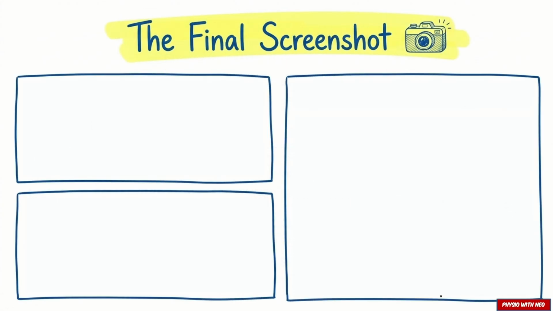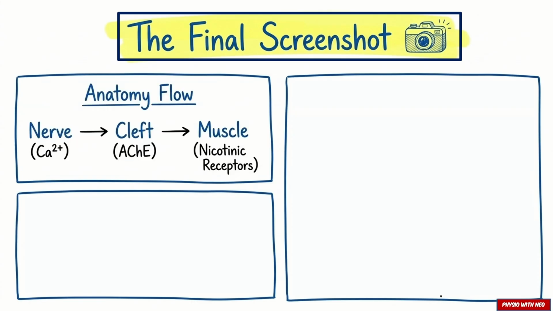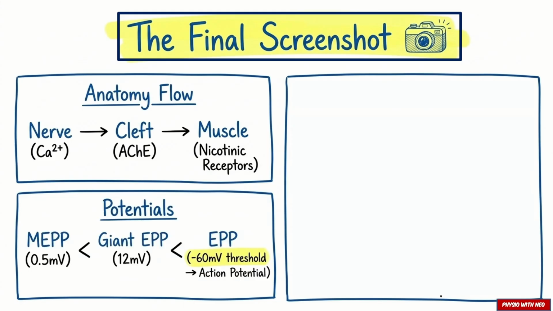This is the page you should take a screenshot of before leaving the video. It contains the entire chapter on a single sheet, starting with the anatomy and flow. The transmission starts from the nerve, enters the cleft and then passes to the muscle. The important potentials here are the miniature end plate potential of 0.5 millivolts, which becomes the giant end plate potential of 12 millivolts, and then ultimately the end plate potential. But when it reaches the threshold potential of minus 60 millivolts, it produces an action potential.